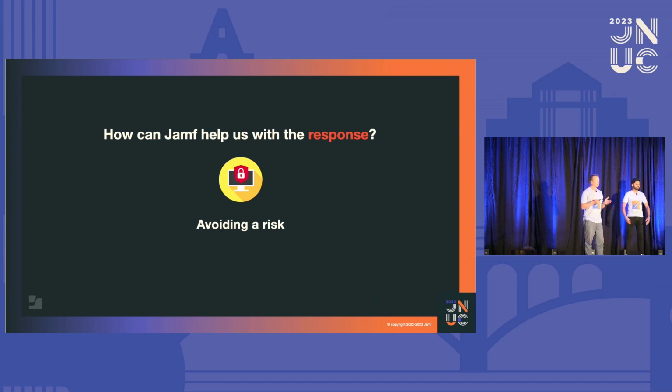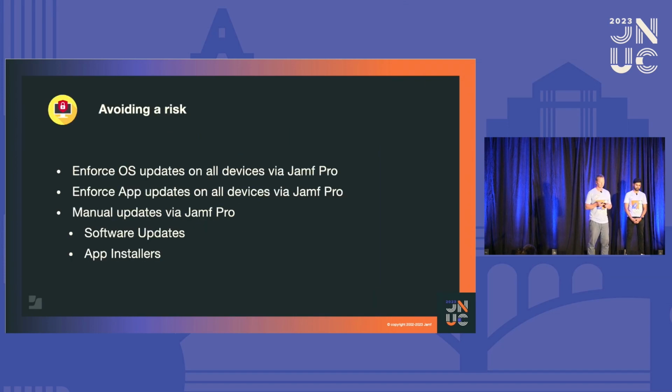Now is the time to put the plan into action. So one of the risk responses is trying to avoid the risk by ensuring that all software is always up to date. You can use Jamf Pro configuration profiles to enforce automated operating system and application updates. You can also leverage the Jamf Pro app installers feature to deploy applications and ensure that they are updated automatically.